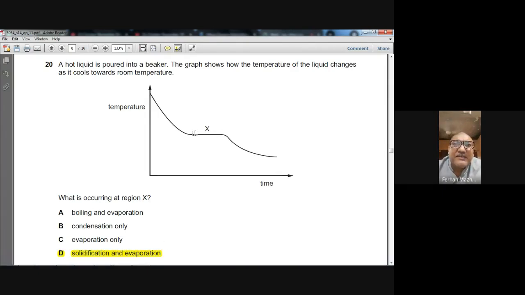Solidification and evaporation are happening at the point. At this point X, the solidification and the evaporation both are happening. So question number 20, the answer is D.